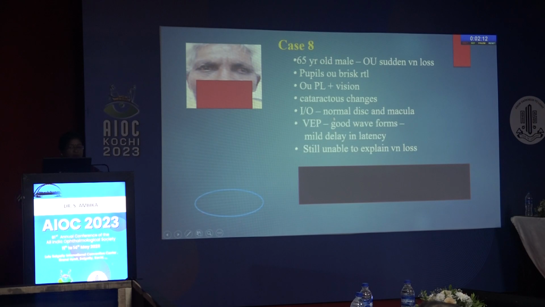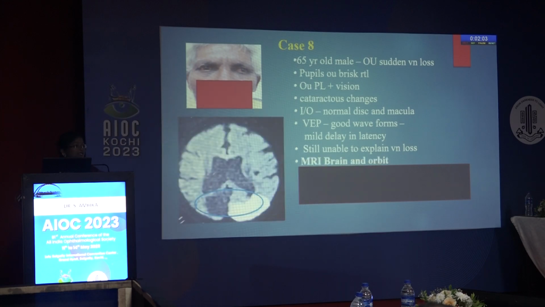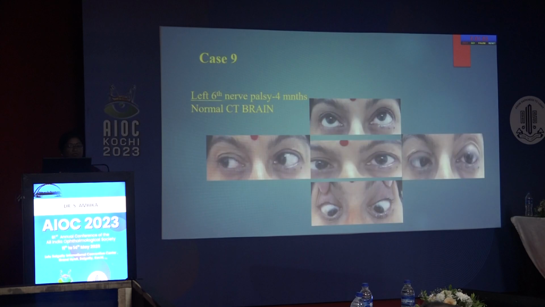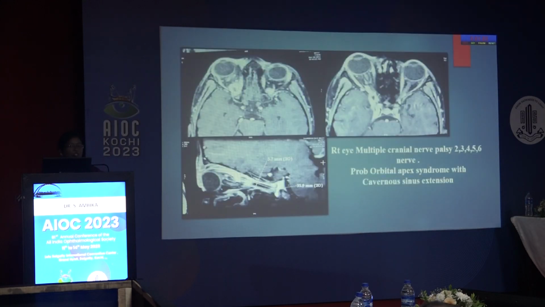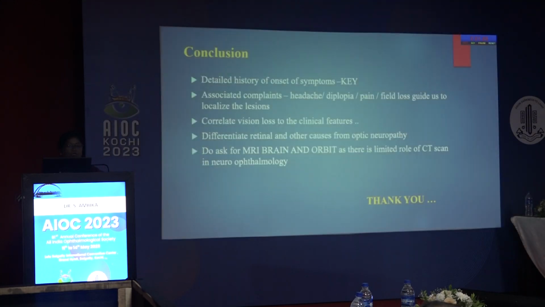And subsequent VEP also showed relatively good waveforms, but with a delayed latency. Still not able to explain the vision, we went ahead with an MRI. So the MRI showed a right side subacute lesion with a left side chronic involvement, and that was a cortical visual impairment. So with this, I wind up with the vision loss, and probably I will move on to the conclusion slide. So detailed history taking is the key for an onset of symptoms and localization.